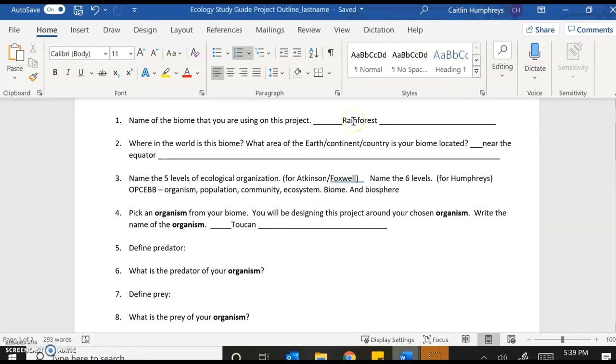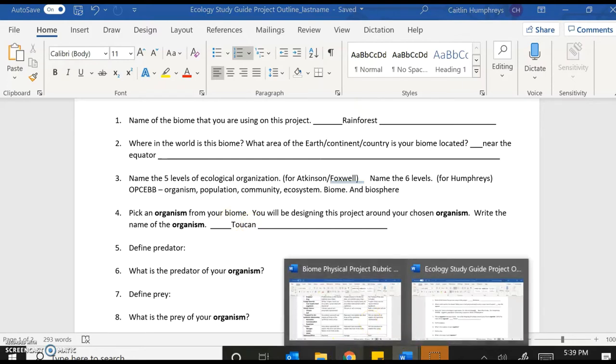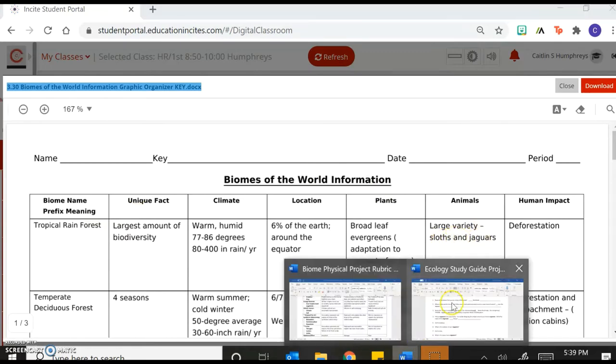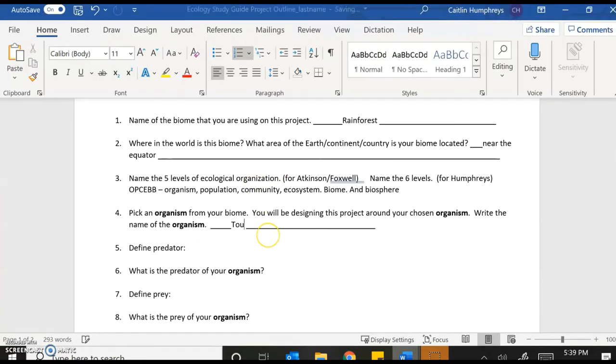If you are in the desert, you can pick an animal that lives in the desert. I can't think of an example right now. But again, where could I find an animal that lives in my rainforest? Right here. Animals, a large variety, sloths or jaguars. I'm gonna go with sloths because I love me a sloth. So we're gonna use sloths.